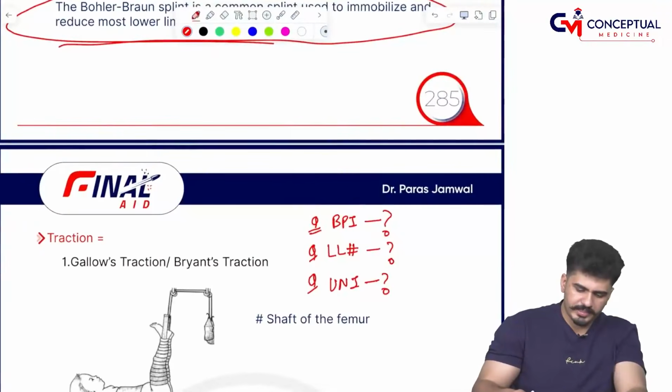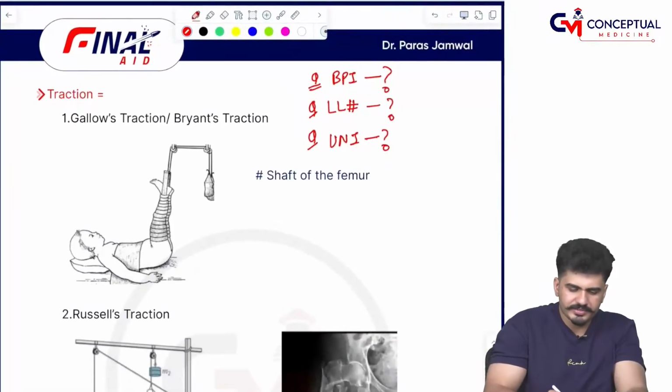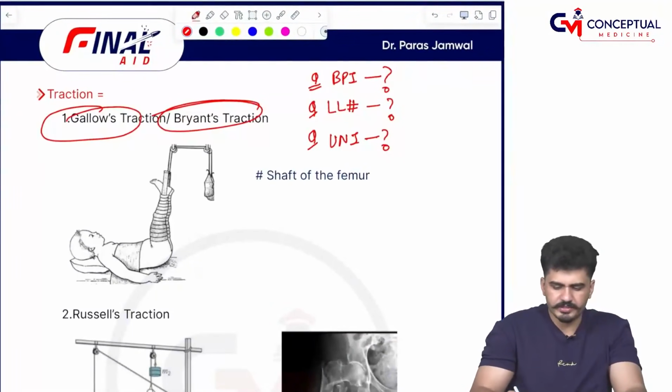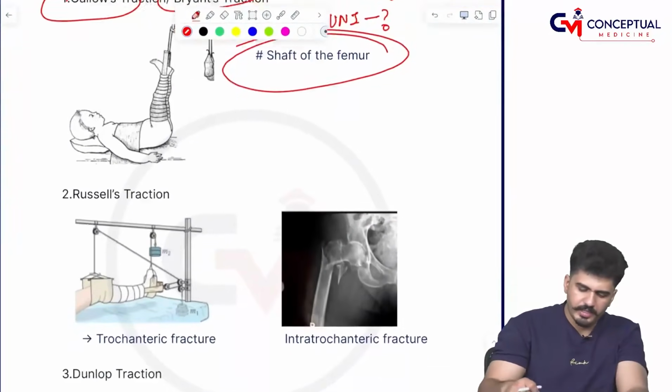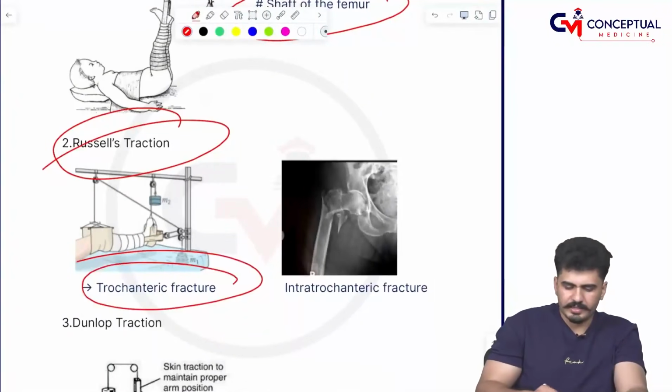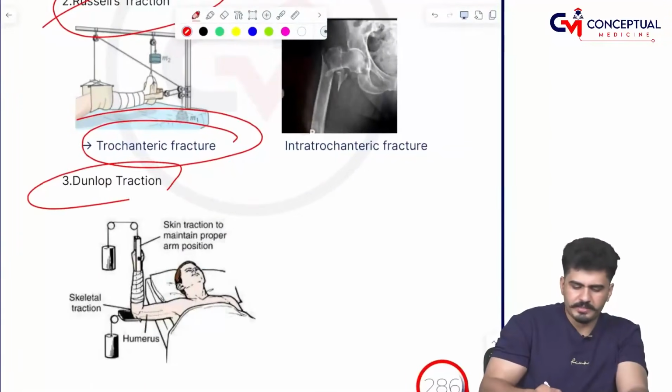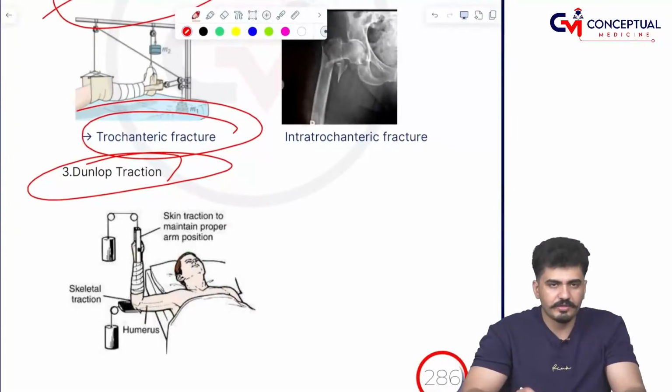Let's now talk about the tractions. Gallows traction or Bryant's traction is used for the shaft of femur fracture. Russell traction is used for the fracture of the tibia. Dunlop traction, we were talking about supracondylar fracture of the humerus.